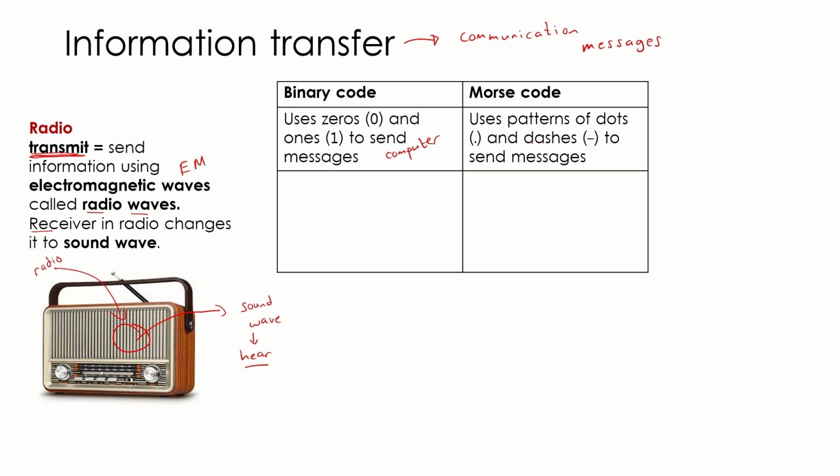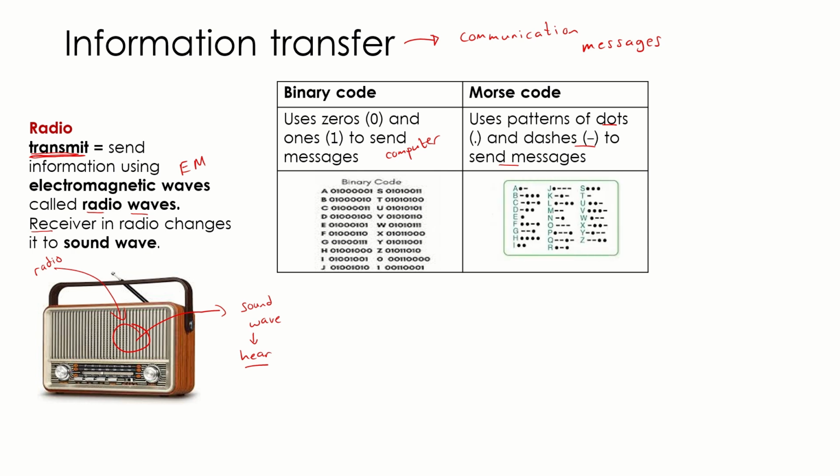So as people developed ways to send messages, they came up with different things. One of the first things they came up with was the Morse code. The Morse code sends messages using patterns of dots and dashes. So let's look at what they look like. We can compare them. Morse code and binary code are both patterns that send messages. But the binary code uses ones and zeros, and the Morse code uses dots and dashes.